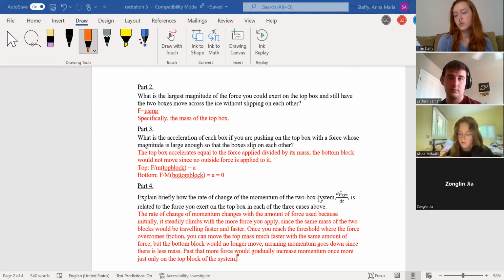Wait, so are you just saying that as long as the force of friction is greater than, would F net be just the force applied? I think F net would take into account everything that's going on, not necessarily just the force applied. So would the force of friction have to be greater than F net or just the force applied? Well, I think the force of friction would have to be greater than or equal to the force applied for it to not slip.